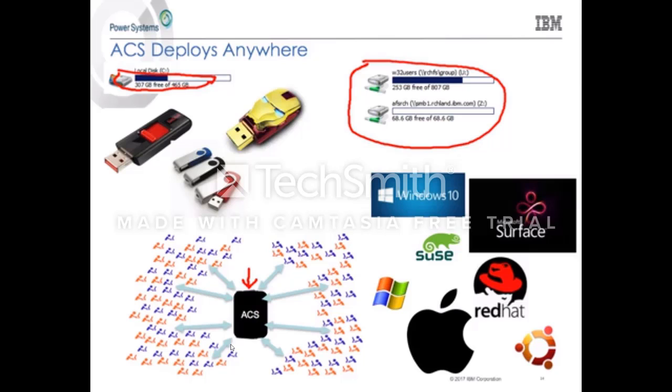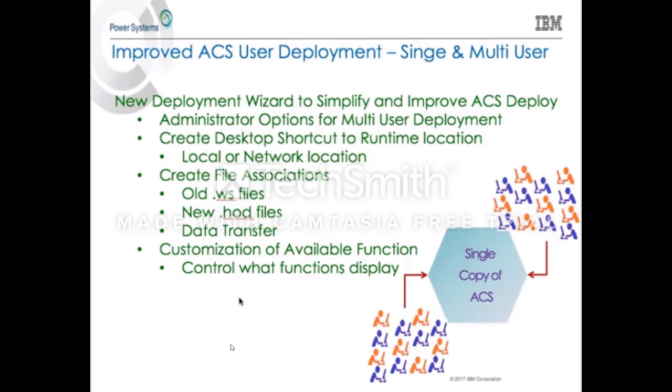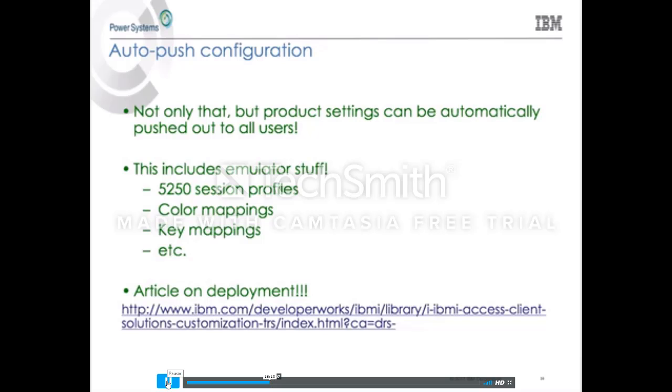We also have a cool wizard that will allow you to do different things. The wizard that's part of our ACS deployment allows you to very quickly and easily set up a copy of ACS that can be deployed to a single user or to multiple users. It creates the desktop shortcuts for you. It can create the file associations if you want. It can do other customizations to help you build the package so that the users you're distributing this to only have the support that you want them to have. Additionally, we also have the ability to auto-push configurations, which is actually quite interesting and very cool.